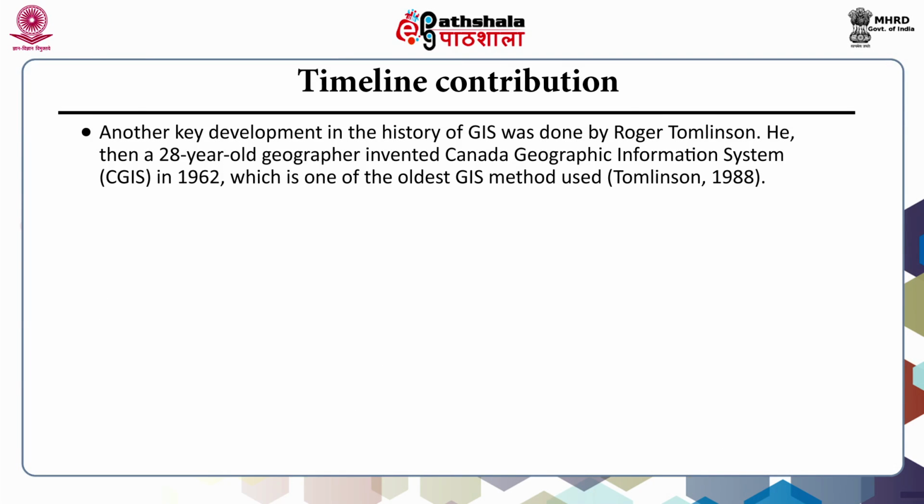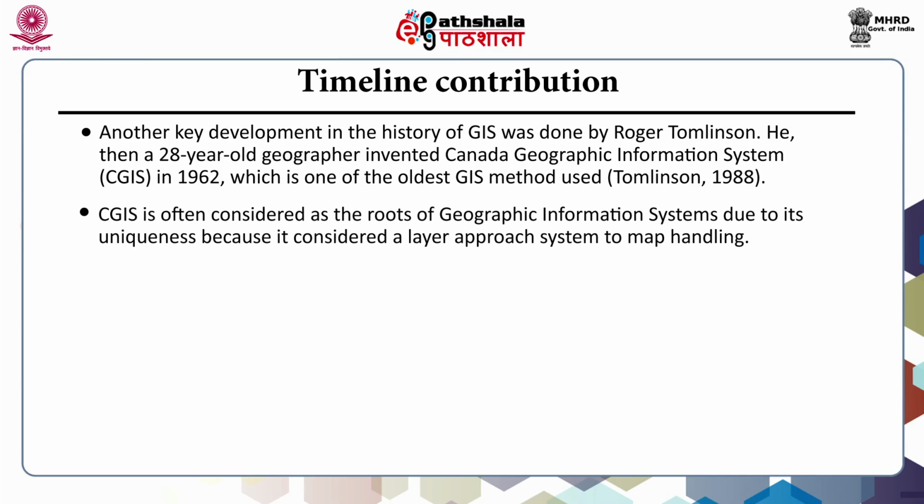Another key development in the history of GIS was done by Roger Tomlinson. He, then a 28-year-old geographer, invented the Canada Geographic Information System, that is CGIS, in 1962. It is one of the oldest GIS methods used. CGIS is often considered as the roots of geographic information system due to its uniqueness because it considered a layer approach system to map handling.